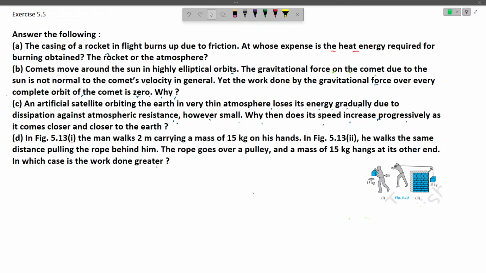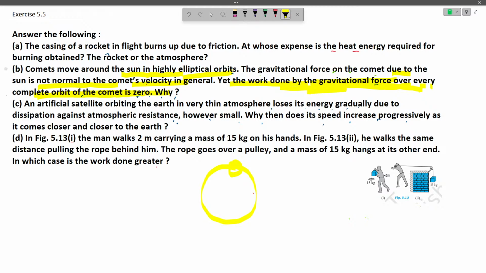Now the second question is, comets move around the sun in highly elliptical orbits. The gravitational force on the comet due to the sun is not normal to the comet's velocity in general. Yet the work done by gravitational force over every complete orbit of the comet is 0. Why? We know that gravitational force is conservative in nature. That's why work done under a conservative force is not a path function. It is a point function, that is, it depends upon the point. Once it completes the circle, its work done is going to be 0. That's how the work done by gravitational force over every complete orbit of the comet is 0, because gravitational force is a conservative force in nature.